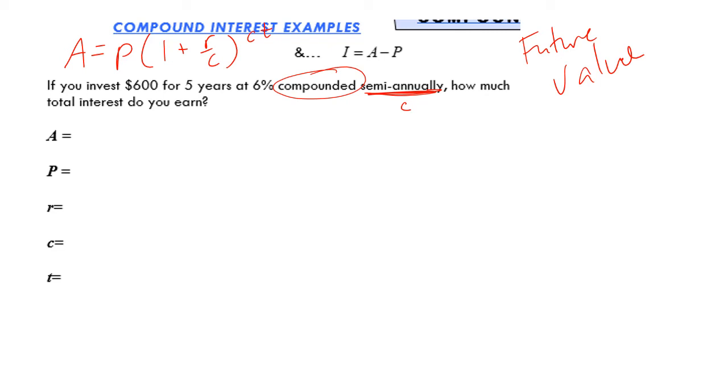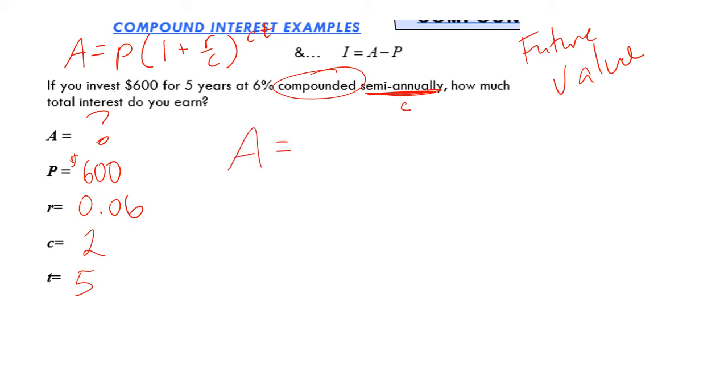How much total interest do you earn? So we're going to have to figure out the final amount. This is our game plan. Figure out the final amount. Subtract how much money of our own we put in, and that'll give us how much interest we earned. My starting value, $600. My interest rate, don't write 6, 0.06. My C value, semi-annually, that is 2. And my time, it says 5 years.